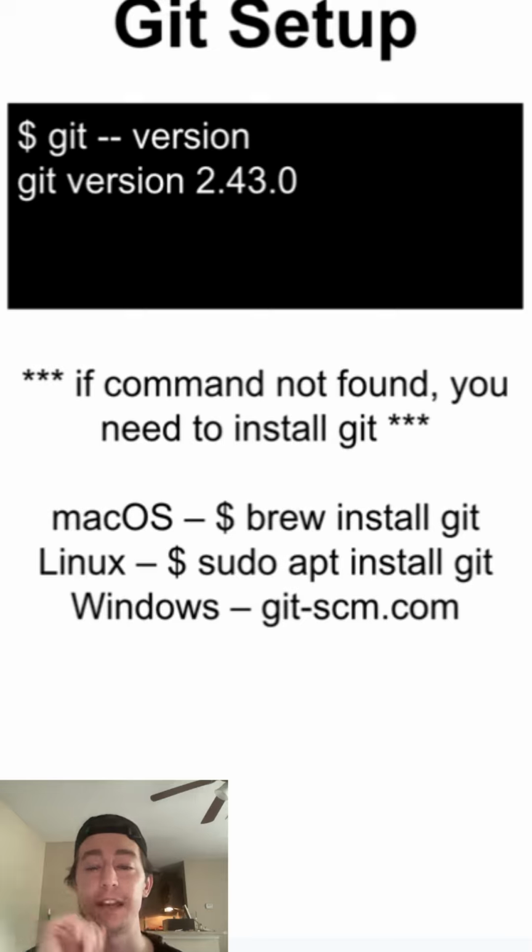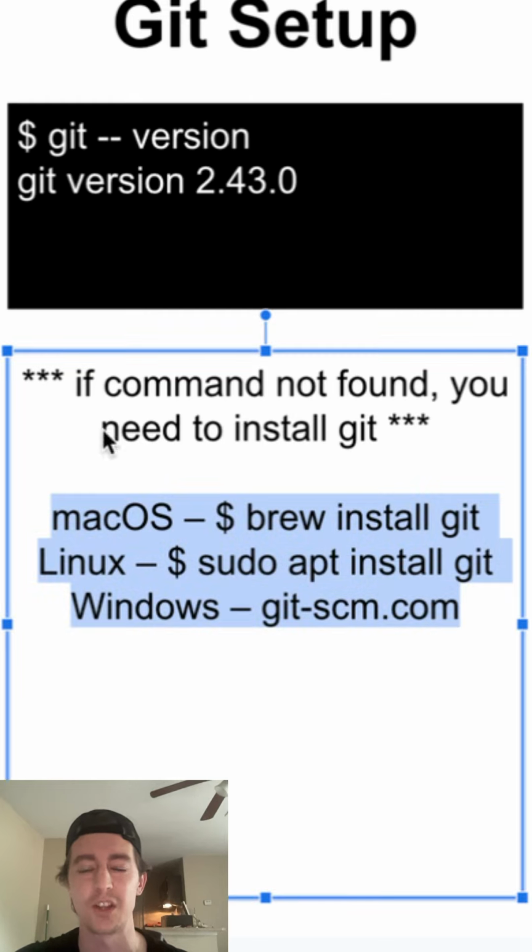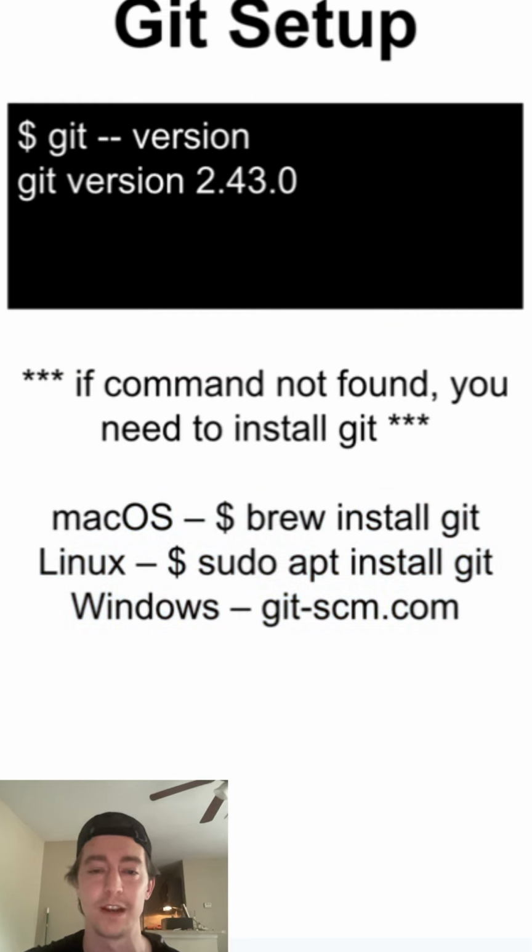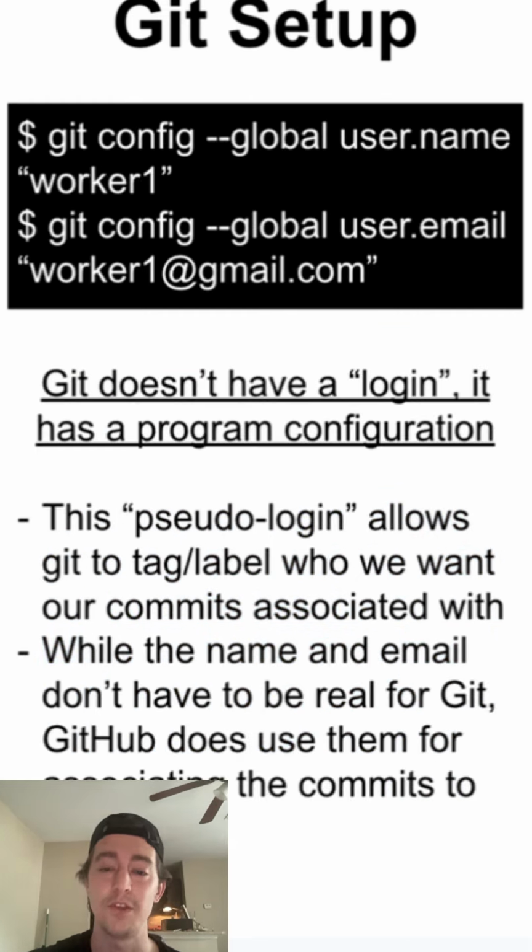In order to make sure you have Git set up, you can check what version you have, and if you don't have it, install it using brew install, or your Linux installer, or Windows. From there, you can go towards actually starting to configure this program. Remember that Git is just like any other command line tool. Git is a program and it can have configurations.